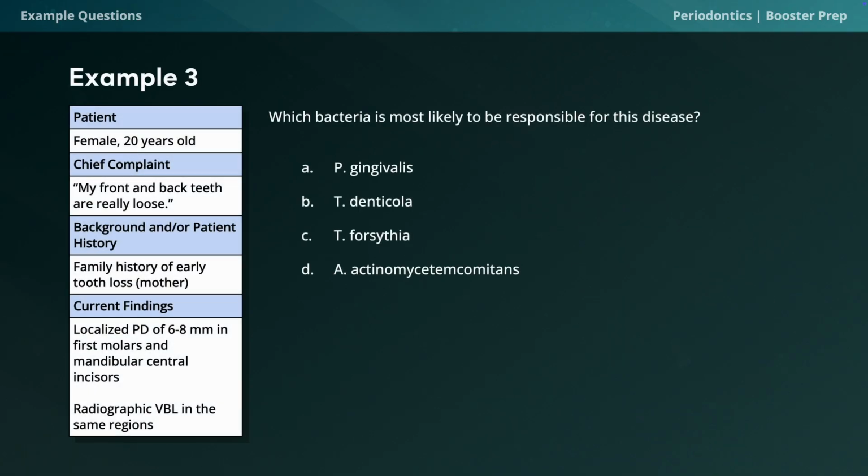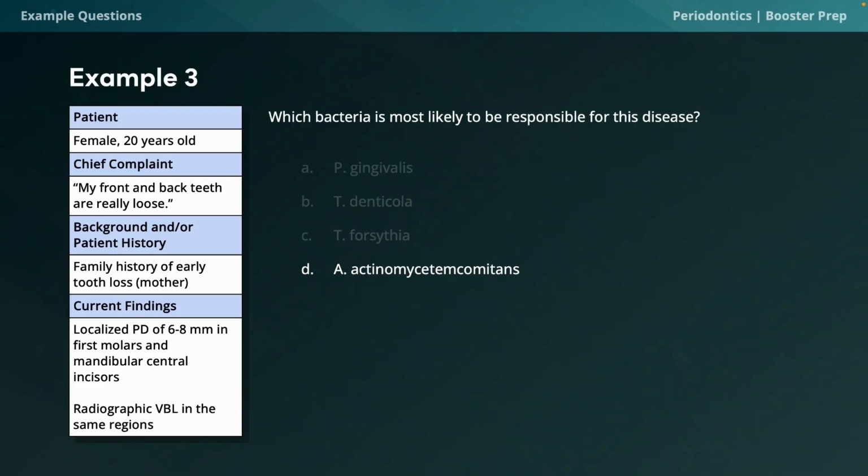Here's a clinical scenario of a female patient who is 20 years old. Her chief complaint is that her front and back teeth are really loose. She has some family history of early tooth loss, and our current findings include localized probing depths of 6 to 8 millimeters in the first molars and mandibular central incisors. There is also radiographic vertical bone loss in the respective regions. So what bacteria is most likely responsible for this disease? Please pause the video again, and when you're ready, hit resume.